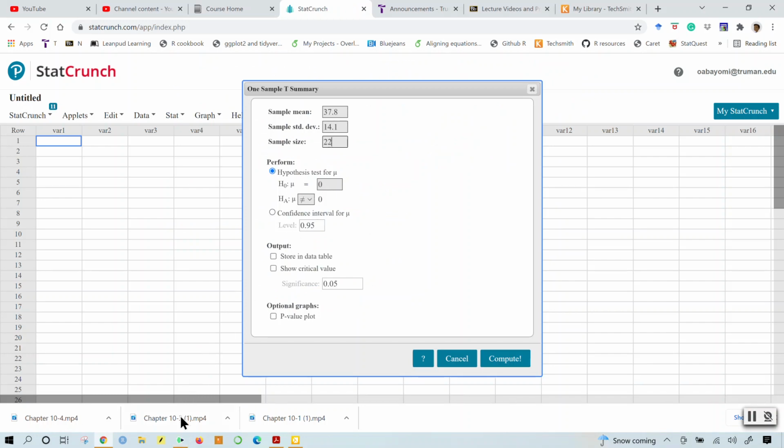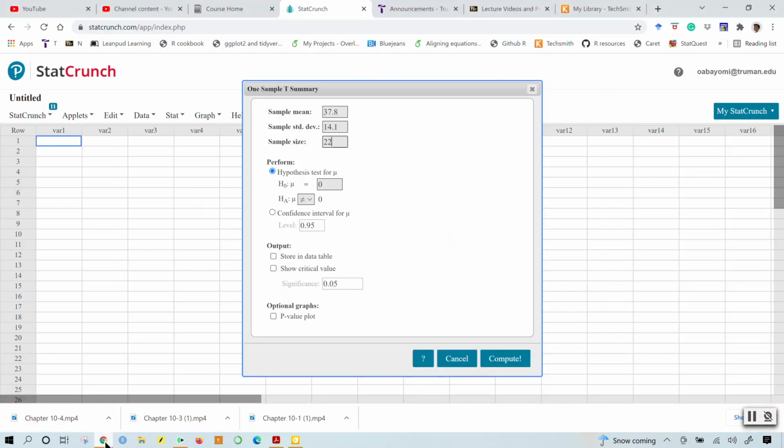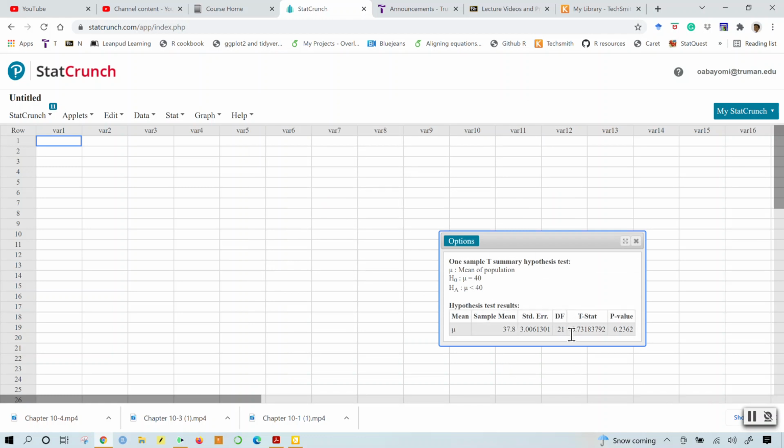And for the hypothesis test, we need to look at the hypothesized value of the mean, 40. So you have 40 and less than 40. So I'm going to do that. Make sure you set this up appropriately, then compute. And from here, we have the t-stat, which is negative 0.7318. Sorry, that is our test statistic, rather.